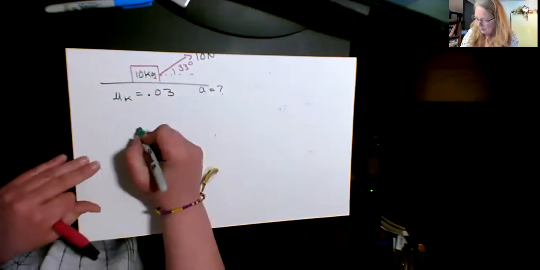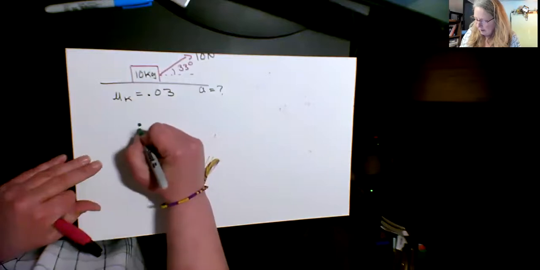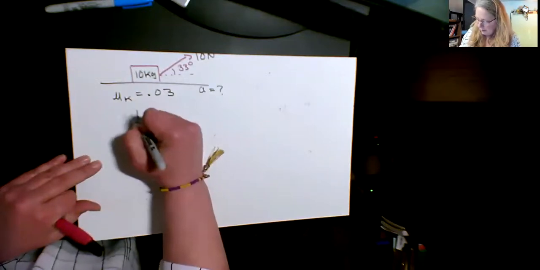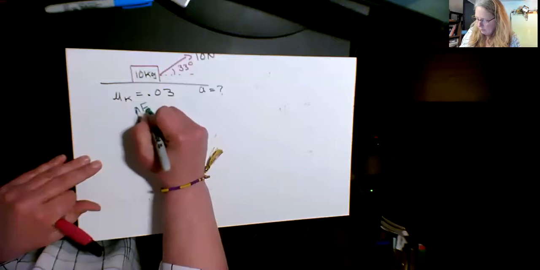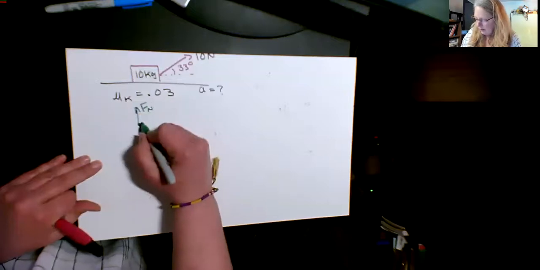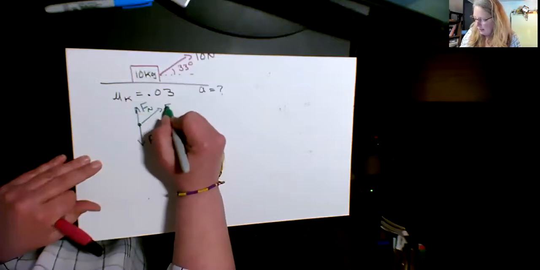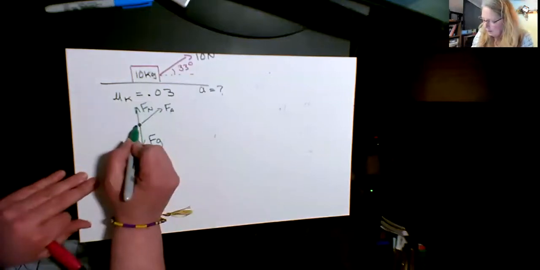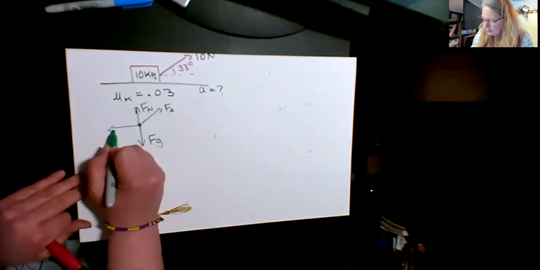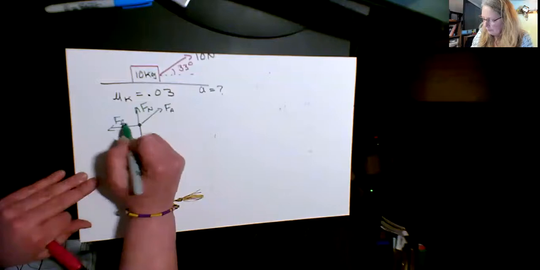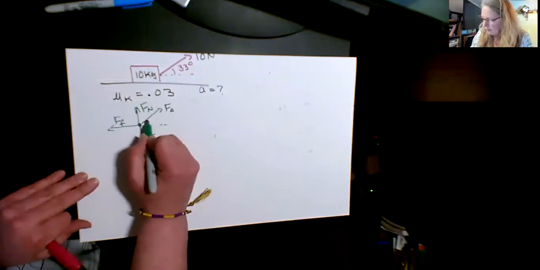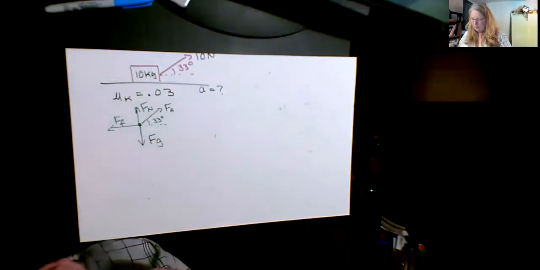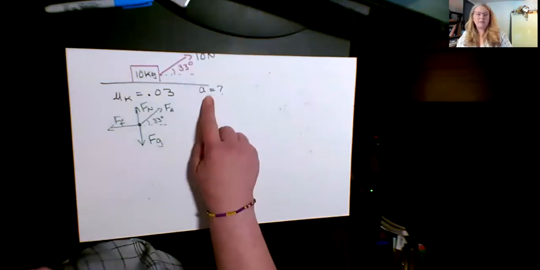So let's do a free body. Let's take a look at this. What I have going down is my force of gravity. Going up is my force normal. I have this force applied this way, and I have this force of friction this way. Just to remind ourselves, this angle will be 33 degrees. Cool.